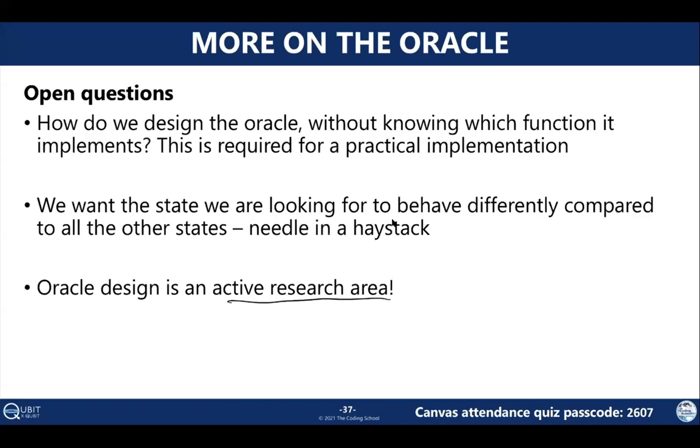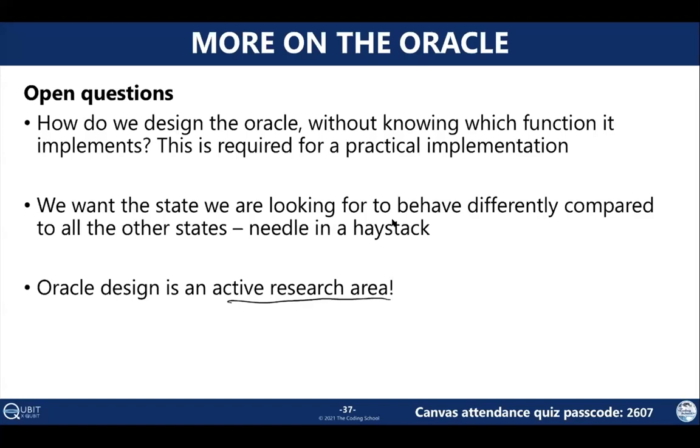So our open question is, how do we design the oracle without knowing which function it actually implements? This is required for any practical implementation. It will always be doing some sequence of gates, but we could fake it and say, if it's this state, do these gates. If it's this state, do these gates. And that's what we did last week. That is a perfectly mathematically equivalent way of doing it, but physically you would want a more efficient way to do it.